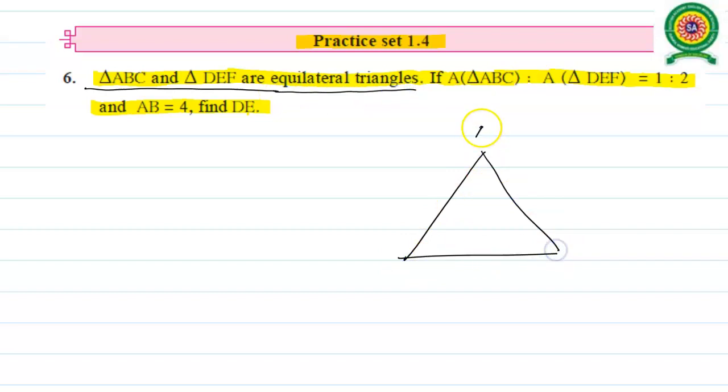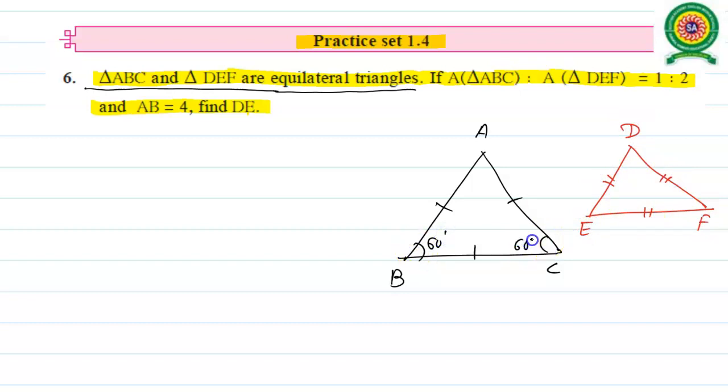Since triangle ABC and DEF are given as equilateral triangles, I am drawing the triangles here. We have the first triangle ABC whose sides are equal, meaning it is an equilateral triangle. Next to it we have the other triangle, DEF. All sides are equal, an equilateral triangle, and each angle of an equilateral triangle is 60, 60, 60 degrees. So definitely the given two triangles are similar.